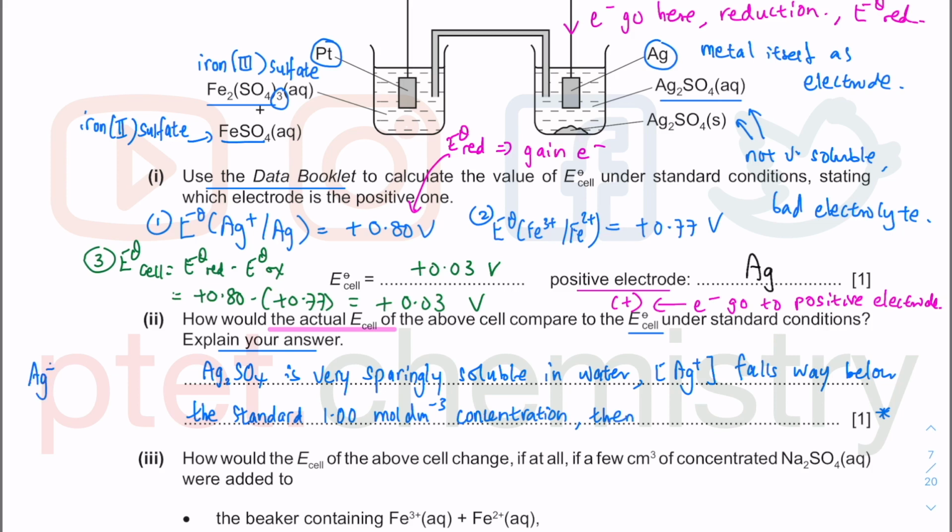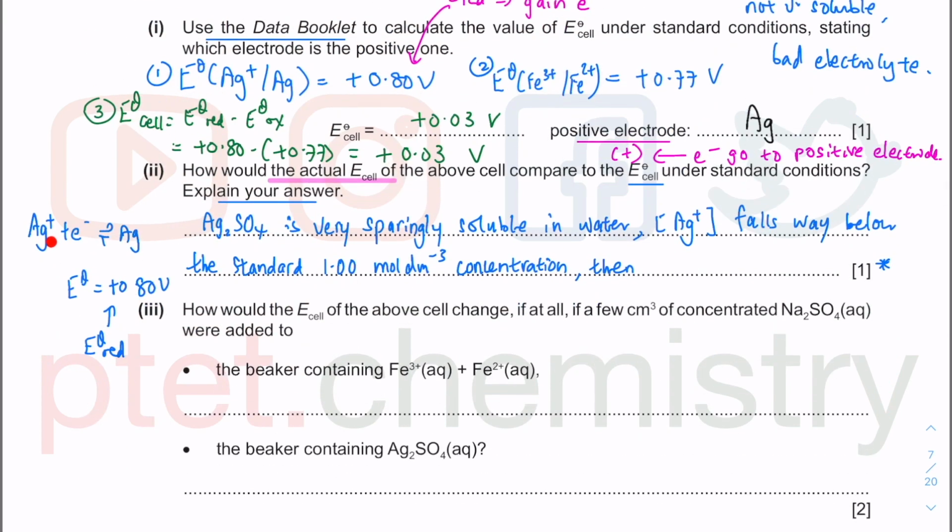Because you have Ag+ plus electrons going to Ag there, and this is your E naught of plus 0.80 volt. And remember, that was your E right, that was what we said to be the E right. So if you are way below 1.00 mole per dm cube, this equilibrium will favor the left hand side, to try and increase the concentration of Ag+.